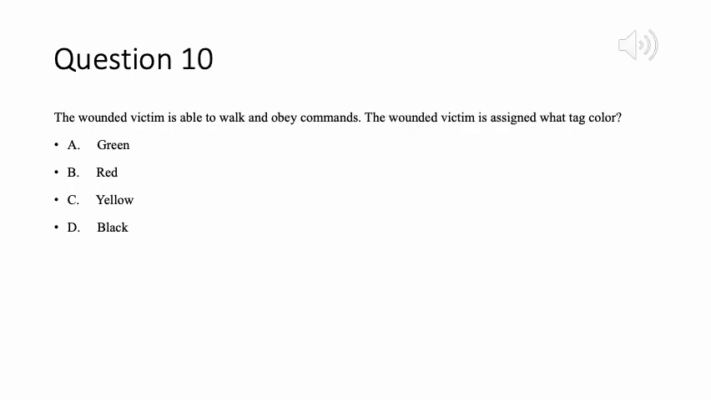Question number 10. The wounded victim is able to walk and obey commands. The wounded victim is assigned what tag color? Is it A, green, B, red, C, yellow, or D, black? I feel like this one should also be a fairly straightforward question. The answer is going to be A, green. Anything that's able to walk and obey commands is going to be green. They're going to walk to a secondary triage location to be further assessed.